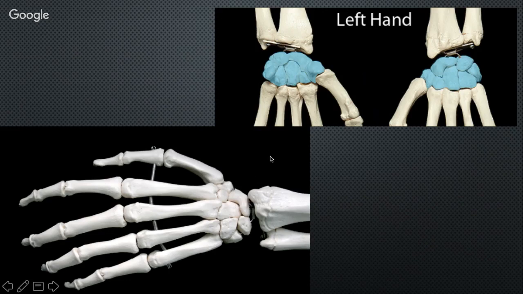Scaphoid's pretty easy to remember just because that's one of the most common breaks in the wrist. Like when people try and catch themselves with their hands, they can fracture their scaphoid. Lunate's got the craters. Pisiform is the smallest one. That's just kind of a couple things that help me remember those.